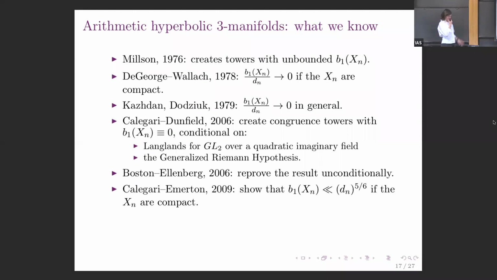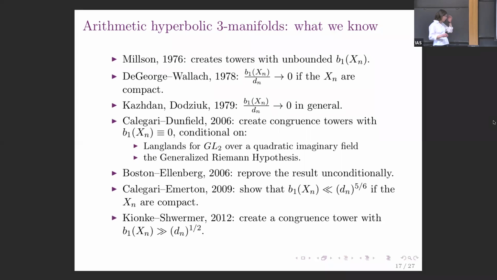Okay, here we get our first uniform bound as far as I can tell. So actual power savings. Calegari-Emerton in 2009, using some Iwasawa theory methods, show that the first Betti number grows almost as fast as, or is bounded by, d_n to the 5/6 if the S_n are compact.